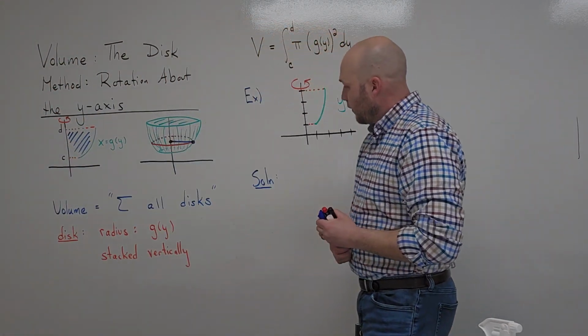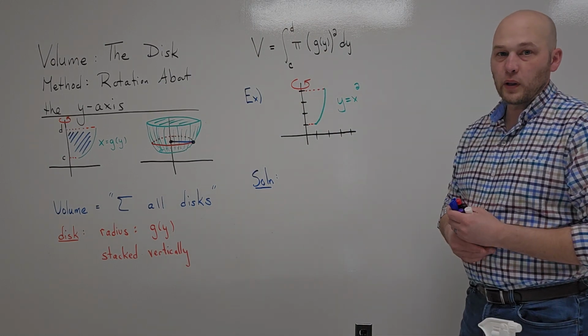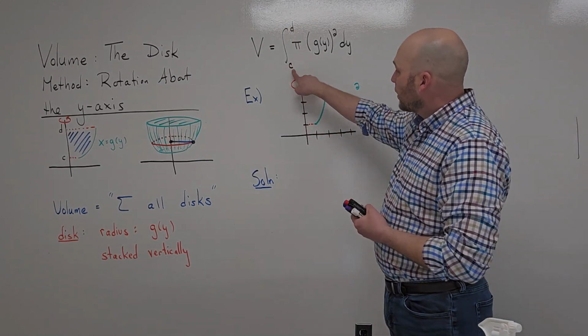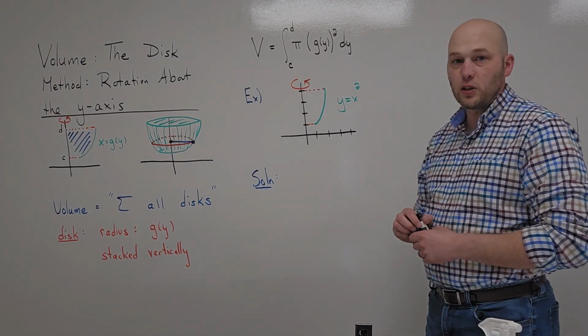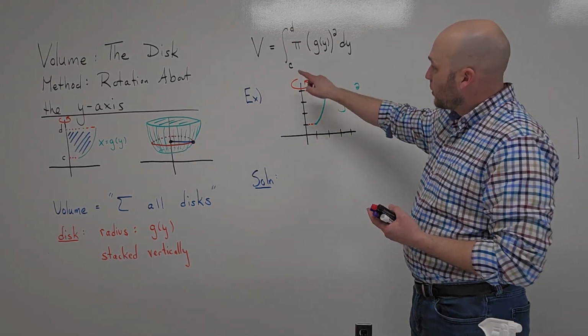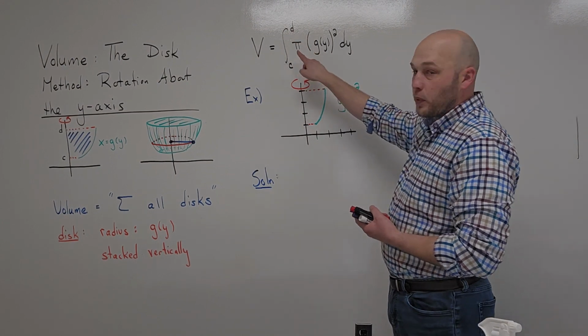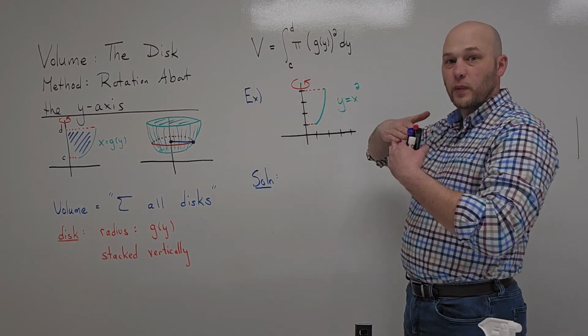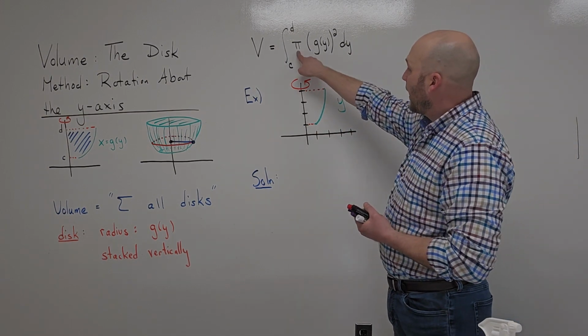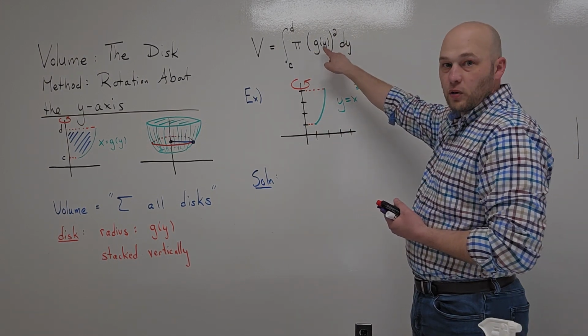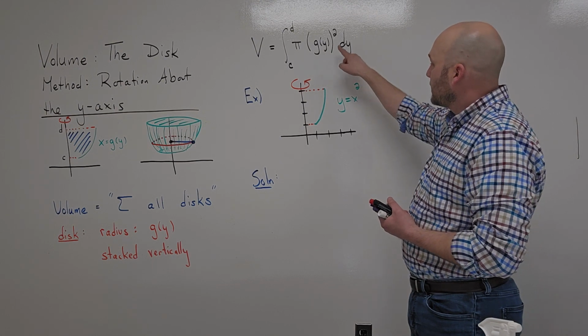Okay, so therefore, here's my integration formula. For the volume, we're going to integrate from c to d, so that's just a fancy way to say a continuous sum from c to d. So I'm going to integrate from c to d of, remember, it's pi r squared, so it's the sum of the disks, and each one is pi r squared. So pi times the square of the radius, and the radius is g of y, dy.